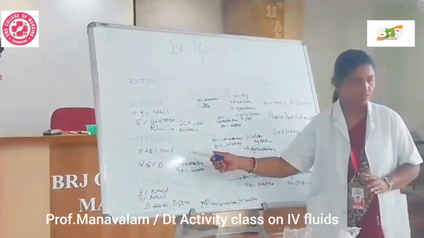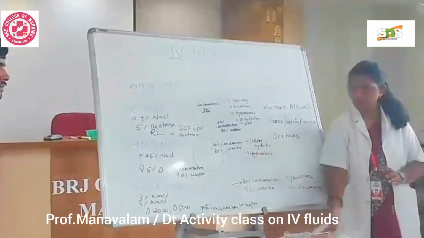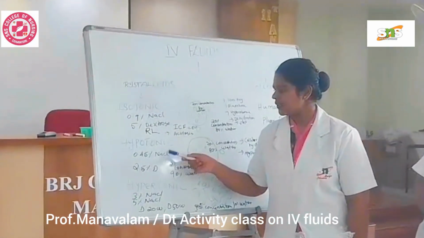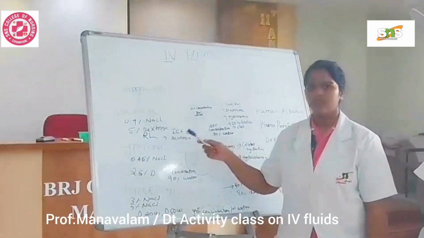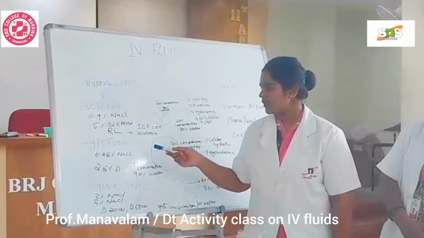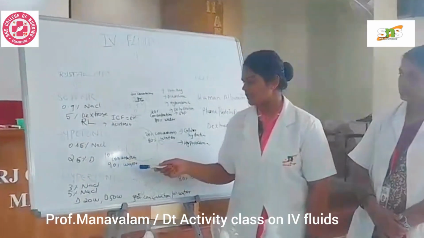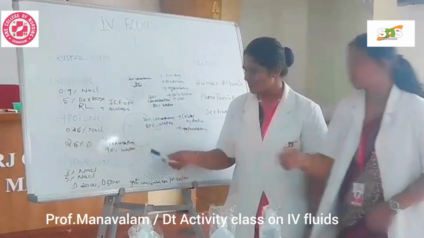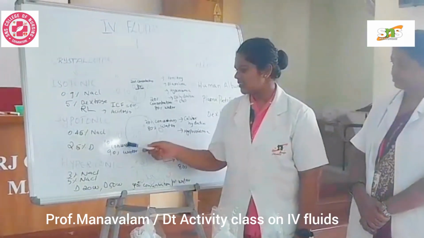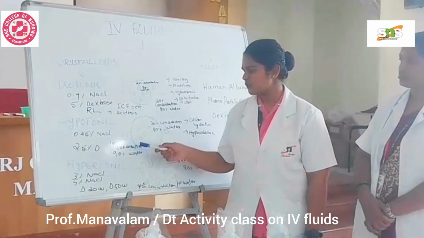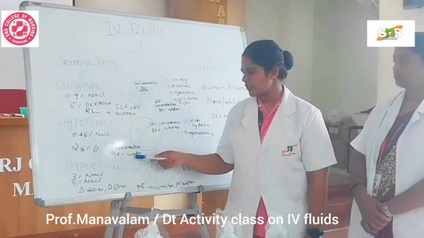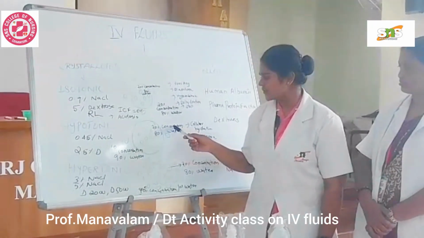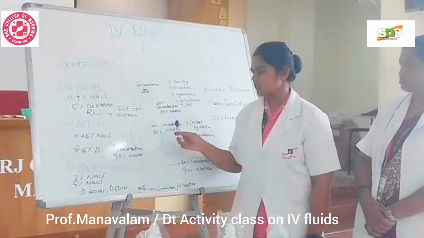Next, hypotonic solution. Mary is going to explain the hypotonic solution. Hypo means less and tonic means strength, so it is less strength. An example is 0.45% NaCl. In the extracellular solution, there is 10% solid concentration and 90% water. In the intracellular solution, there is 20% solid concentration and 80% water.